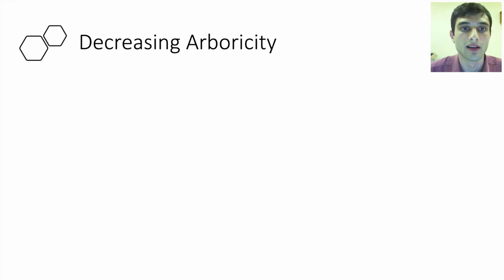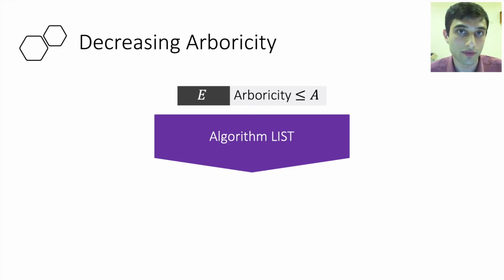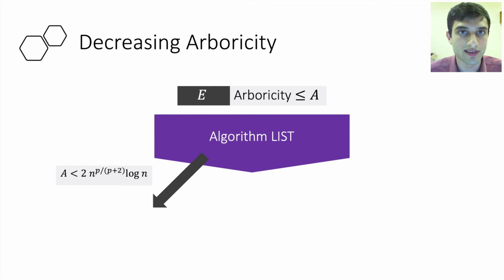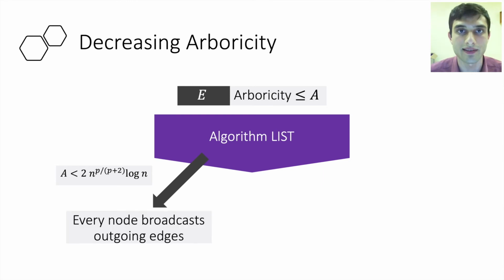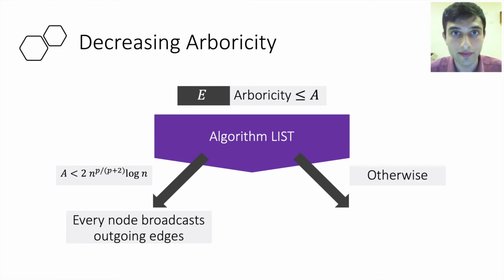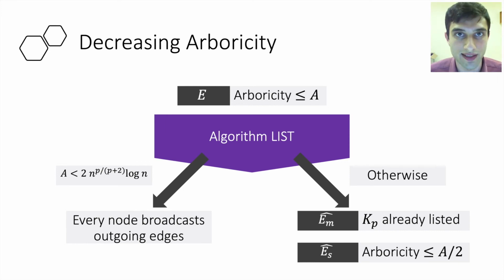Let's formalize this. Say we have an algorithm LIST, which gets a graph with arboricity A. If the arboricity is small enough, it just tells every node to broadcast all the edges which leave it according to the arboricity. And this is done very efficiently since the arboricity is small. Otherwise, it splits the graph into two sets of edges. EM hat, where all the KP involving edges in EM hat have already been listed, and so we can remove EM hat from the graph. And ES hat, which has arboricity at most half of what it was before. And so if we recurse this for log n times, we're able to list all the KP in the graph.